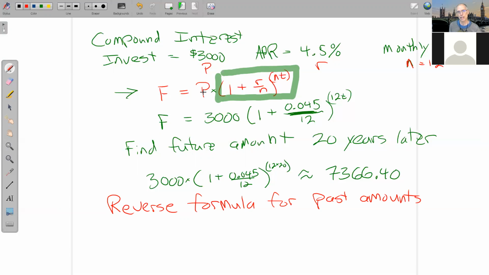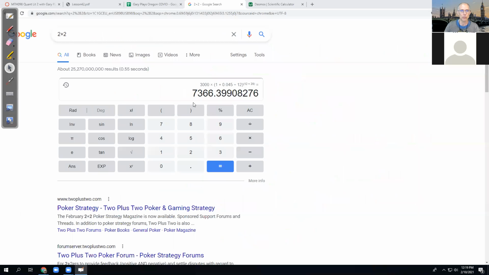So to reverse that, I would get P equals F divided by this crazy parentheses there: 1 plus R over N to the power NT. So for example, if I knew I wanted to have $7,366.40 in the future, 20 years later at 4.5%, I could then take that future number, plug it in, divide, and that would tell me how much to invest now. So I'm just going to check that to show it works. This is just a cool twist on the formula if we solve for P.